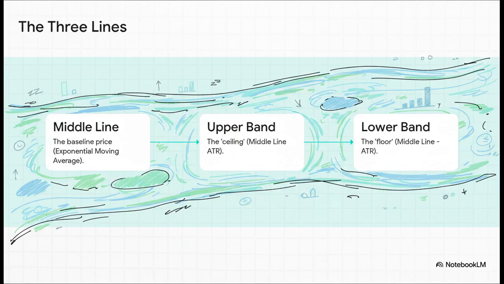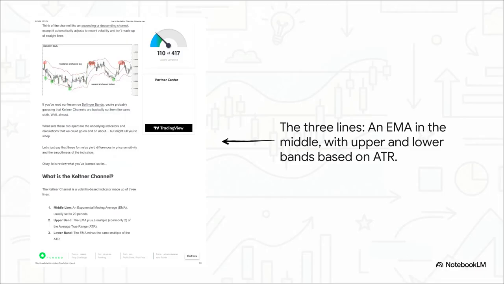Then you have the upper and lower bands. These are just calculated by adding and subtracting that average true range, our volatility measure, from that middle line. And that's it. A center line, a ceiling, and a floor. Super simple. And here it is, live in action on a real chart.